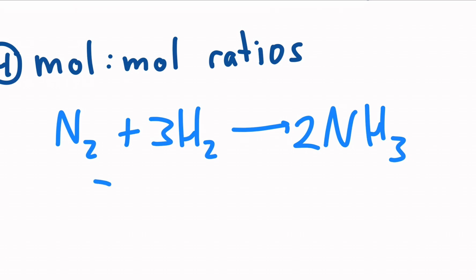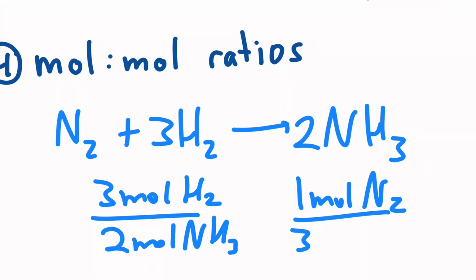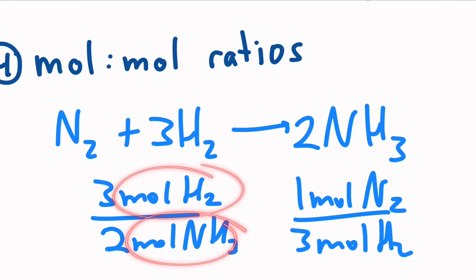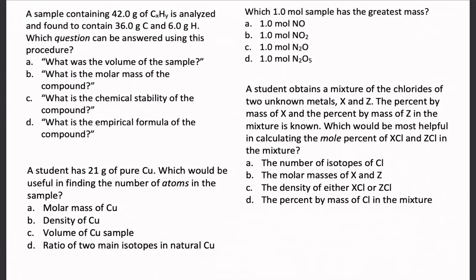This means that I have 3 moles of hydrogen per 2 moles of ammonia, or 1 mole of nitrogen per 3 moles of hydrogen, or whatever ratio I need given these coefficients in order to do some conversion from moles of one substance into moles of something else. So that's a very quick breakdown of the kinds of things you might see. Well, let's look at some practice questions, starting with some multiple choice.